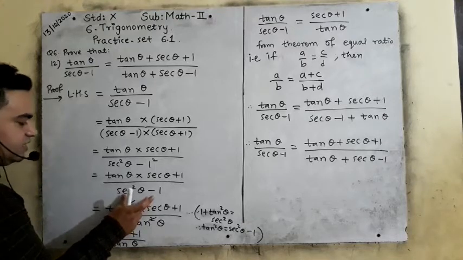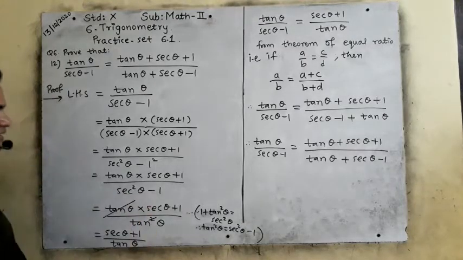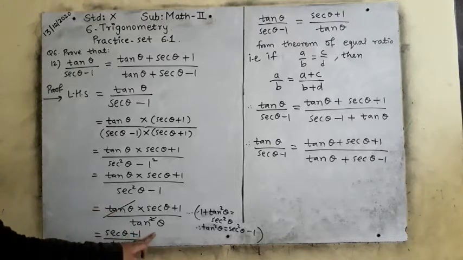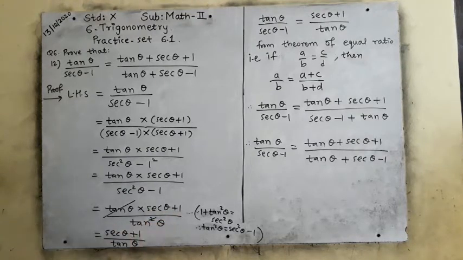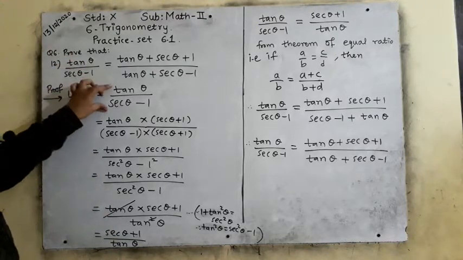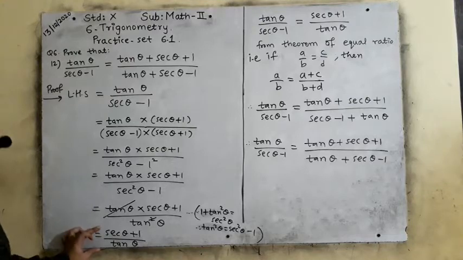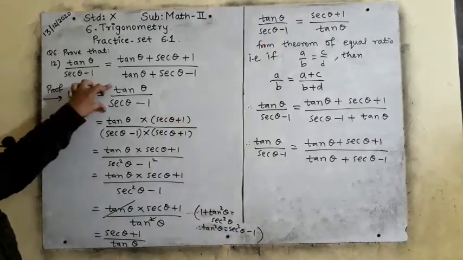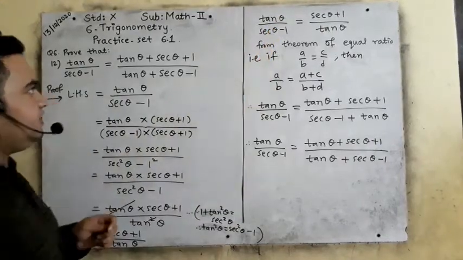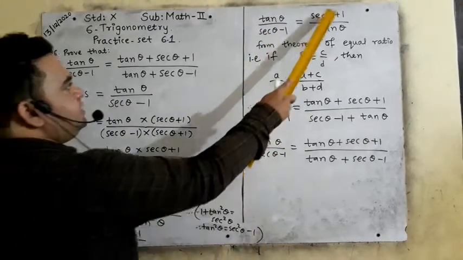It means in place of sec square theta minus 1 we will write tan square theta. Now see, this is tan theta, this is tan square theta. So one tan will get cancelled, one tan will remain as it is. So what is left is sec theta plus 1 upon tan theta. Now can we write this left hand side is equal to this? Yes. See, we have written over here, this left hand side is equal to this.